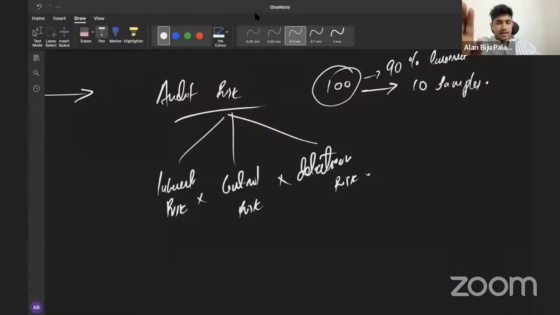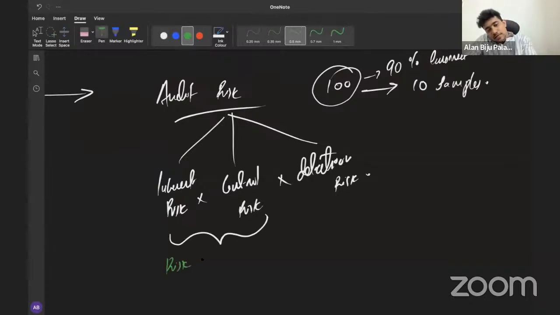We will call it control risk. However, we know that both of these risks arise on the part of the client company. Therefore, we will call both of these together the risk of material misstatement. Exactly. However, what was the specialty of detection risk?